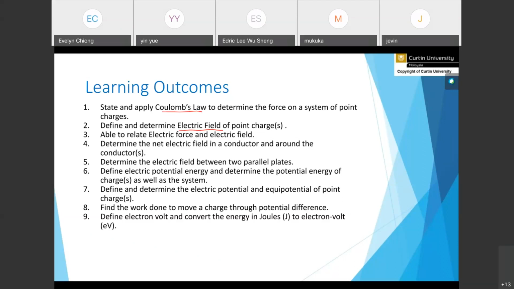Then the 6th one, electric potential energy. And the 7th is, what does it mean by electric potential? So the 4 terms here. Then the 8th is to find the work done to move a charge through a potential difference. And the last one is the electron volt, eV, and how to relate it to energy in joules.